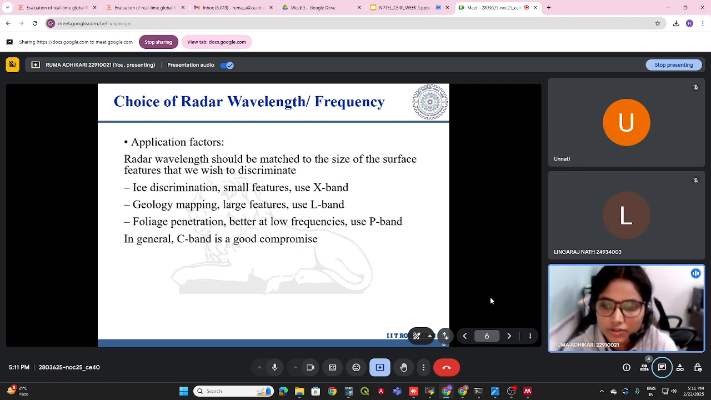Some are used for foliage penetration, and it has different uses. So finally, C band lies in between, and that's why we call C band a good compromise over everything. Because not always will you get access to all the data, and the X band is mostly accessible to some sort of features, and P band is for security purpose because it has the highest wavelength. So C band lies in the middle of the scale. So it is a good compromise to use and to see in any application.